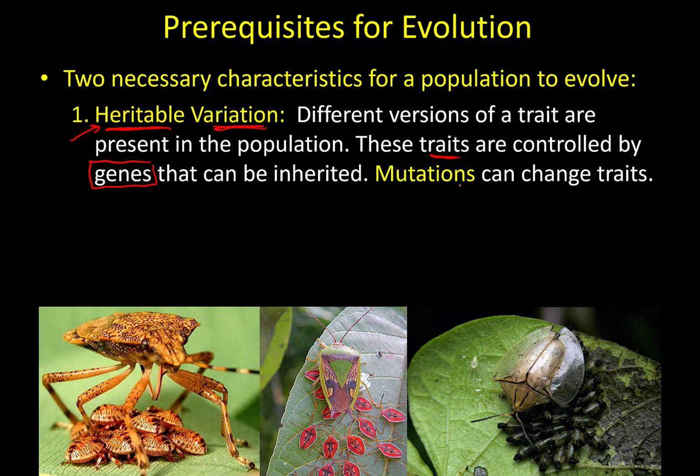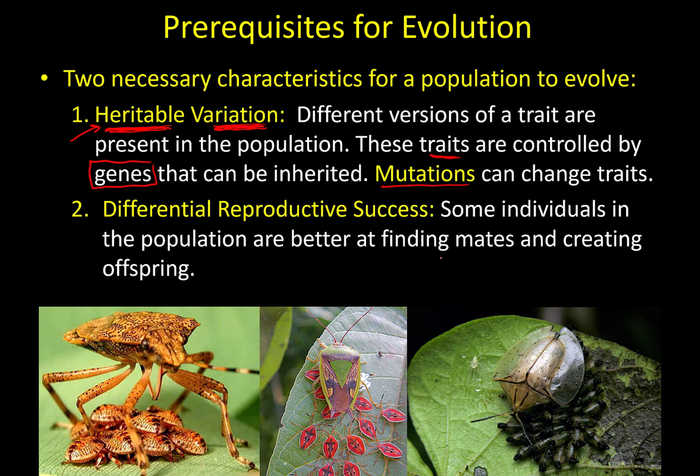This is called mutation. Mutations change traits by literally changing the DNA that controls that trait. This is one way you can get new forms of a characteristic or trait in your population. Okay. So variation are those different versions of the trait, and that variation has to be heritable. You got to be able to pass it down to your offspring. That's our first prerequisite for a population if it wants to evolve.